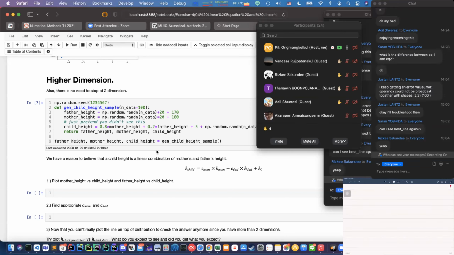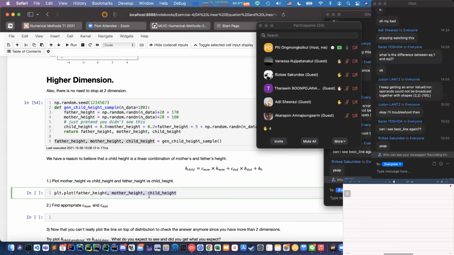So for example, you could make the following plot. It could depend on a whole bunch of other factors, but all we need to do is figure out all the coefficients in front, right? C mom, C dad, and H0. But let's plot this.